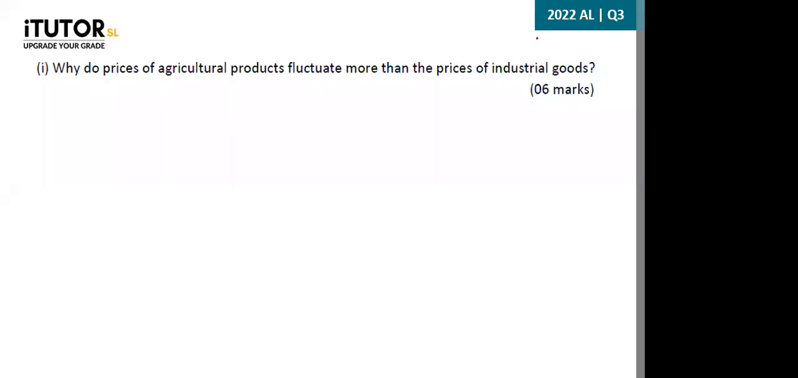Right. Final paper, 2022 A levels, question number 3. Why do prices of agricultural goods fluctuate more than prices of industrial goods? Same thing is what you need to write. So, agricultural goods have inelastic demand and supply.